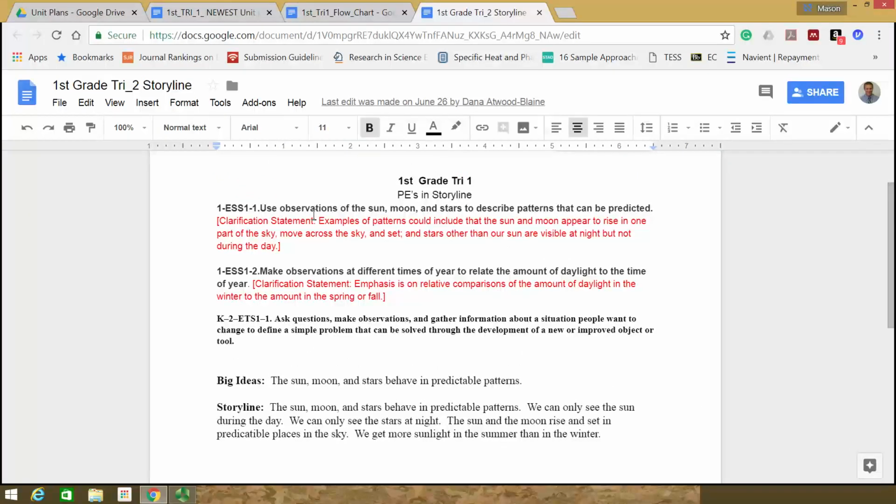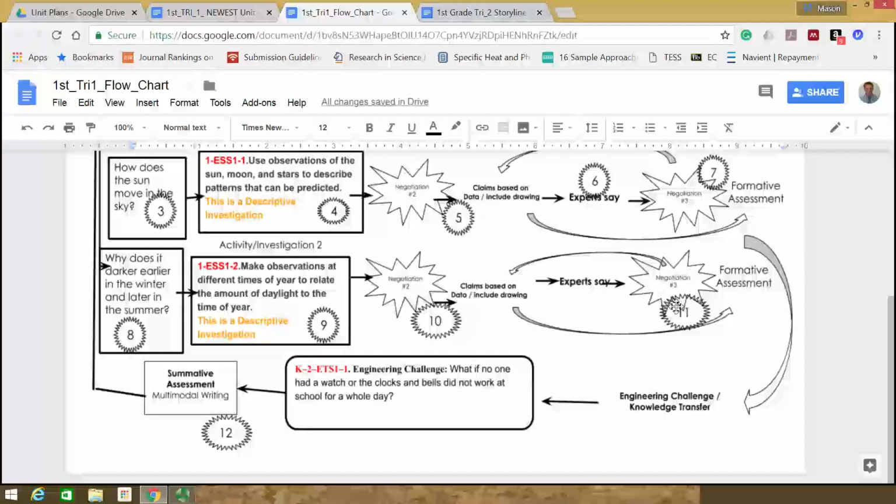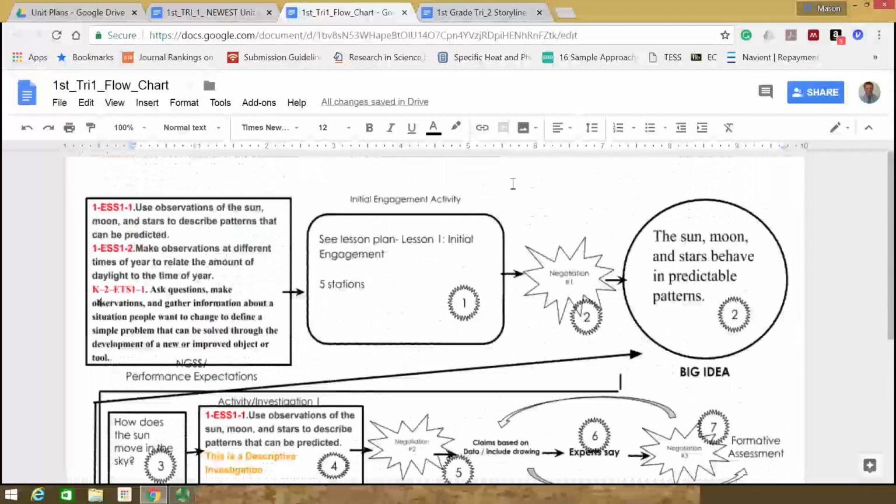I'll quickly go over your flow chart of the entire unit. Again, here's the bundle of standards. You will have an initial engagement activity where there are going to be 5 stations that we'll get into in more detail in the lesson plans. After that, they'll have a negotiation where they will observe and explain what they saw and develop questions about things they're still curious about. At the end of that lesson, you will help them develop the big idea that we talked about earlier.